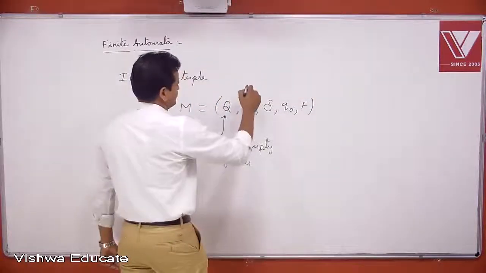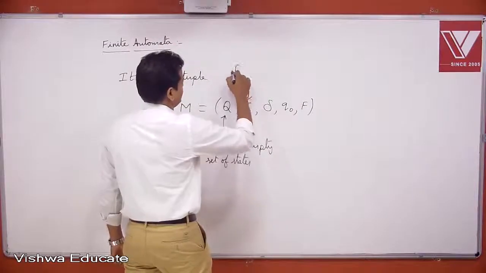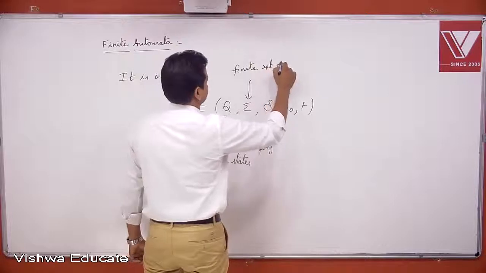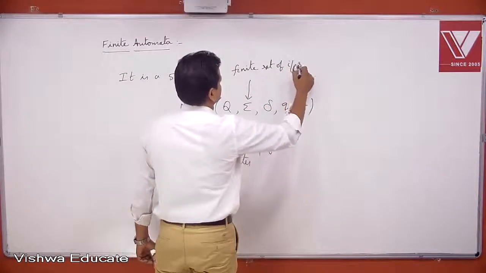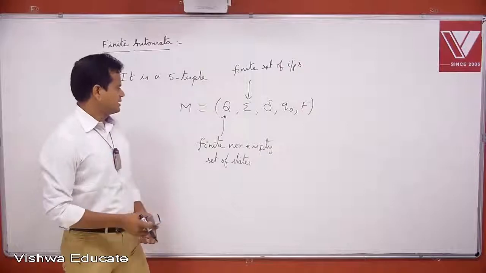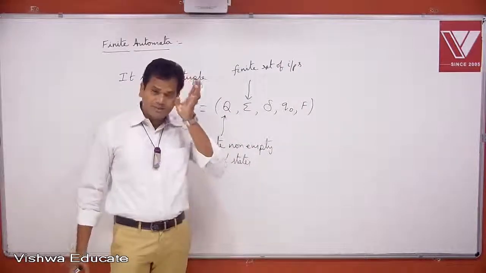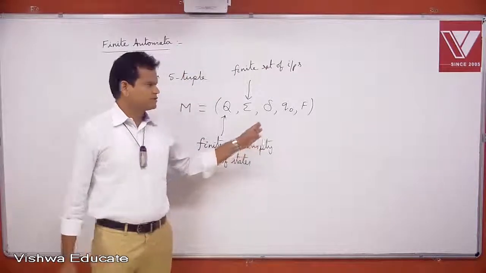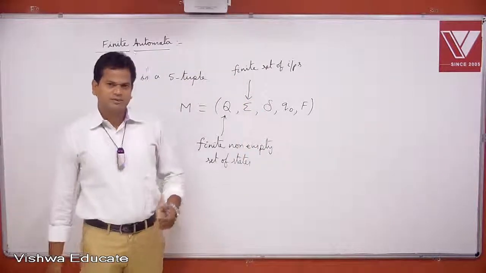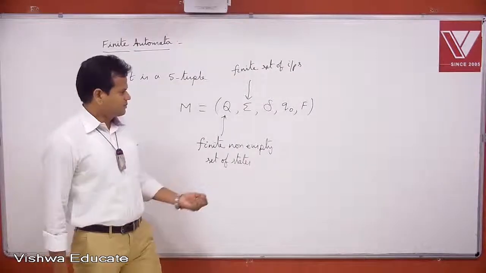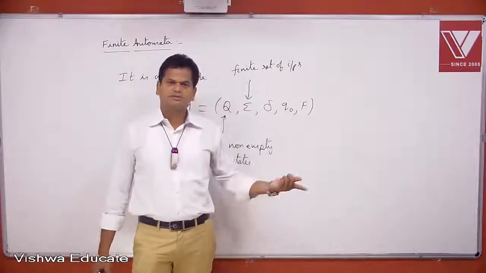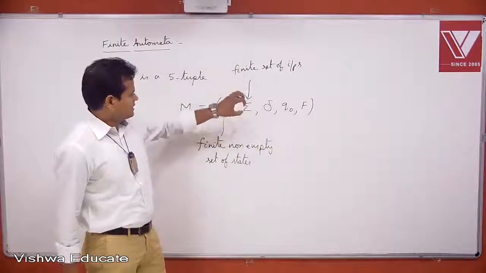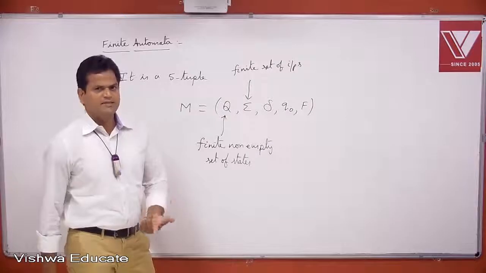And this one, sigma, it is a finite set of inputs. Here also you can take any number of inputs, but that number should be finite. I cannot take sigma equal to 0, 1, 2, 3, and so on, infinite. No, it is invalid. You can take sigma equal to 0, 1, 2, 3, and so on, up to 100 or 1000, like that. So whatever number we are taking, that number of elements should be finite.